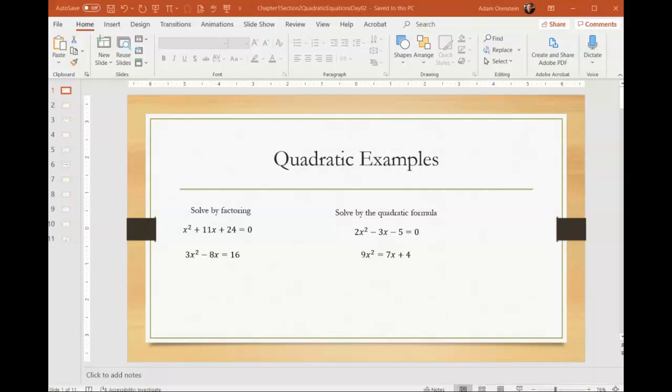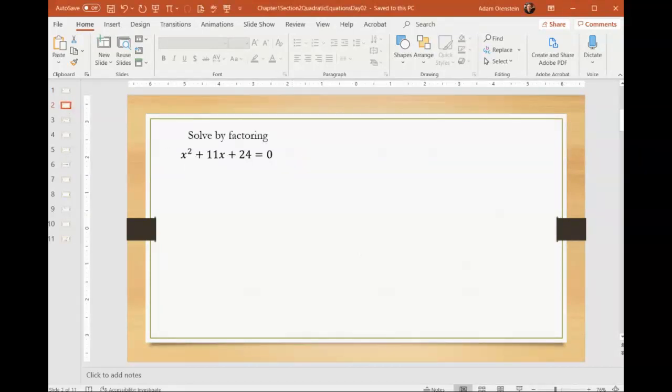Oh, wrong set of notes. Here we go. Okay, so for the first one here, what I want everyone to do now is to take about 5 minutes to try and solve that by factoring. Okay? The quadratic formula, you're not going to use, you could use it to check, but I want you to solve this by factoring. So take about 5 minutes, then we'll go through it together. Okay, so we'll do this one together.